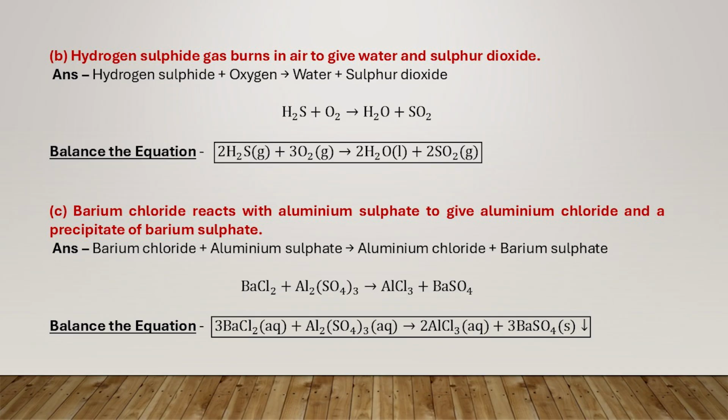C. Barium chloride reacts with aluminium sulfate to give aluminium chloride and a precipitate of barium sulfate. Answer: barium chloride plus aluminium sulfate gives aluminium chloride plus barium sulfate. BaCl2 + Al2(SO4)3 → AlCl3 + BaSO4. Balance the equation: 3BaCl2(aq) + Al2(SO4)3(aq) → 2AlCl3(aq) + 3BaSO4(s).